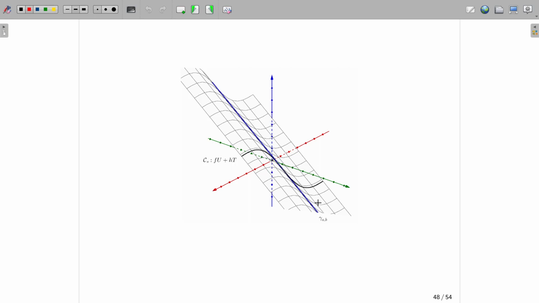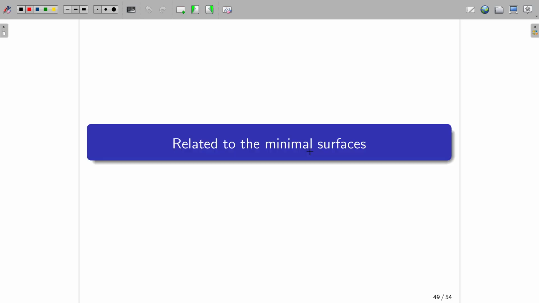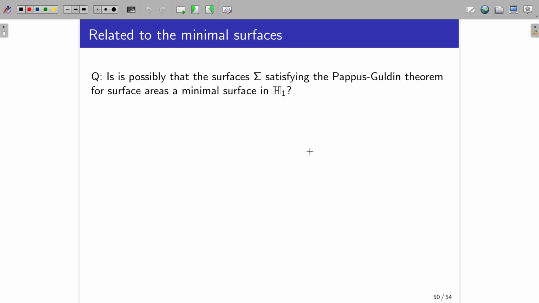So we have the gamma as a blue line shown, and we have the black curve, but it's not closed. So we just move along the curve gamma. We have the surfaces. And the last one is the related topic to the minimal surfaces.